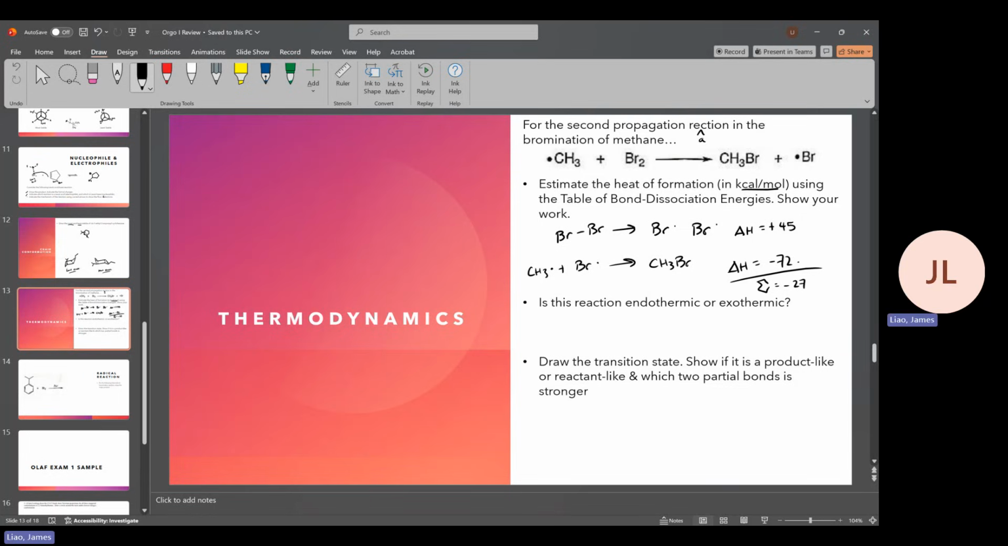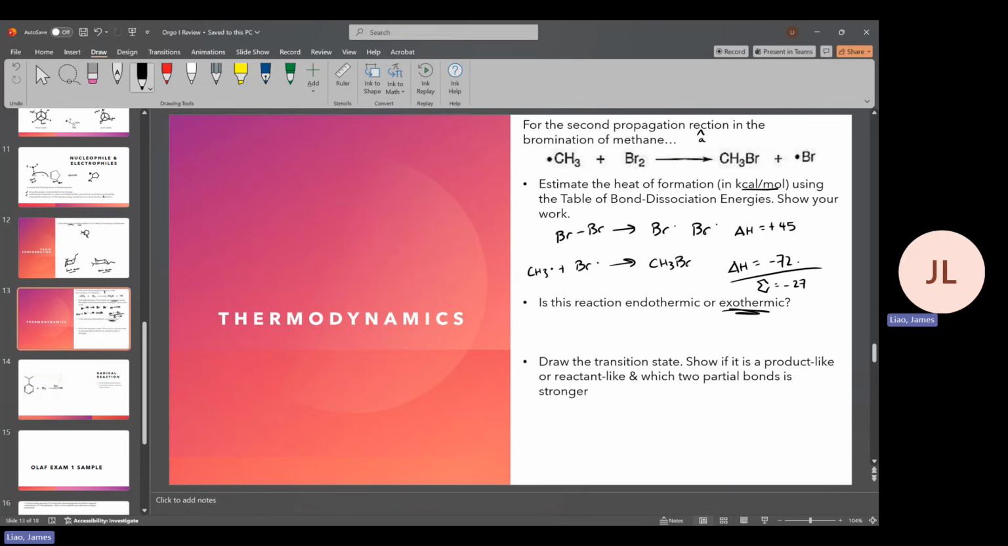So with just the second propagation reaction in mind, is this reaction endothermic or exothermic? When it comes to the enthalpy, if it's negative, it's exo. If it's positive, it's endo. And since this propagation step has a negative value, this means that we're going to have an exothermic reaction.